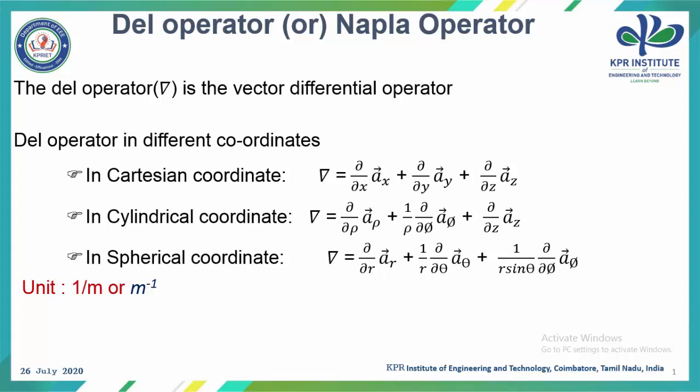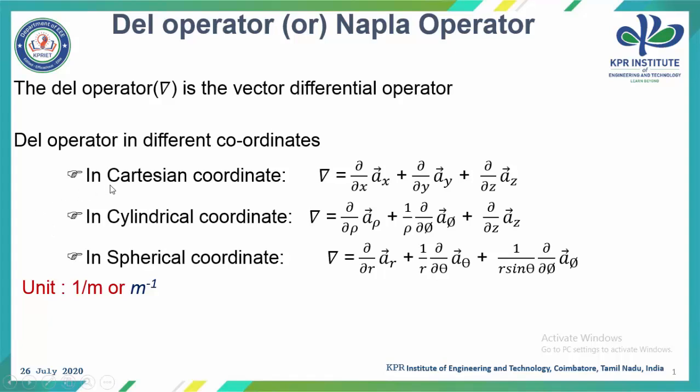Now we are going to discuss divergence, curl and gradient. These topics involve one operator that is called the del operator or Nabla operator. The del operator is a vector differential operator. The del operator in different coordinates: already you are familiar with these various coordinates. The coordinates are Cartesian, cylindrical and spherical.